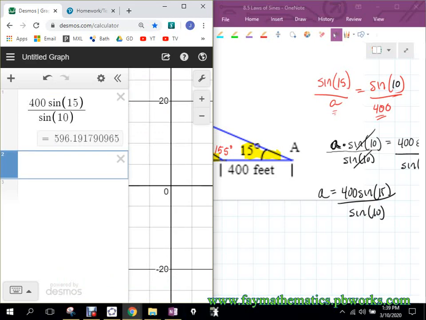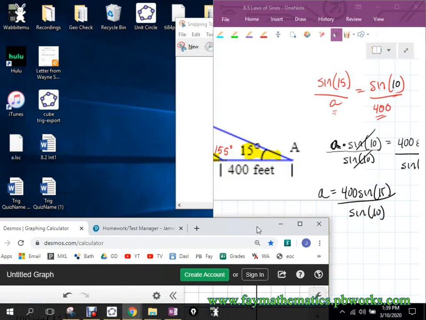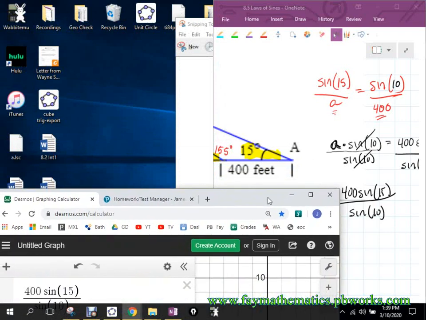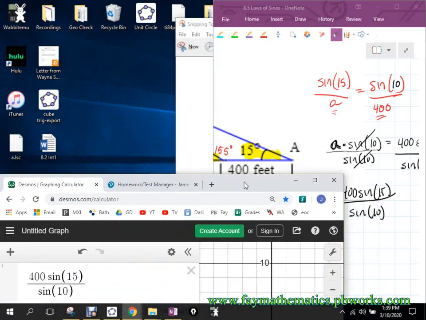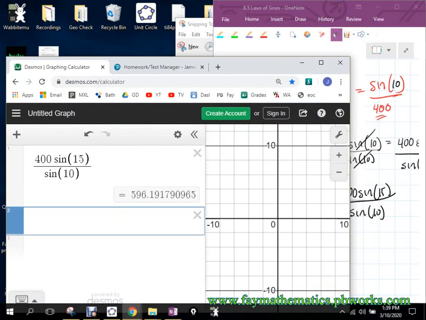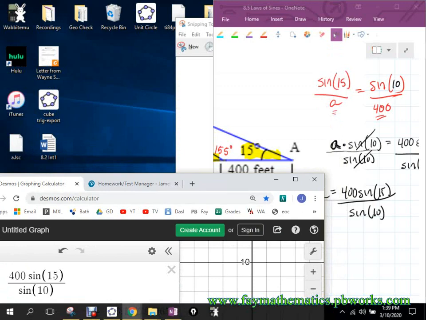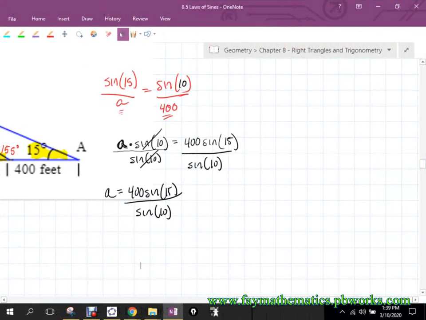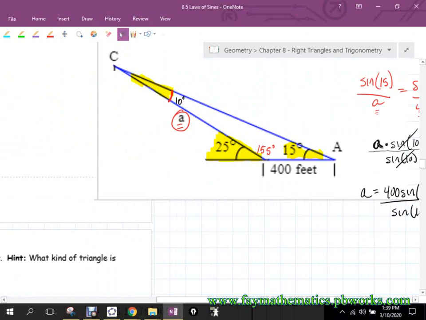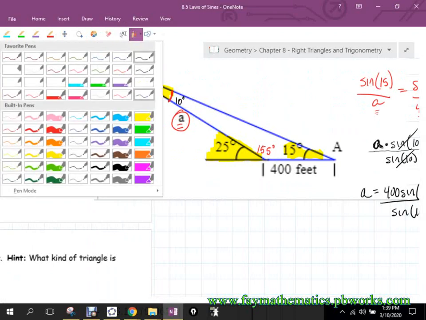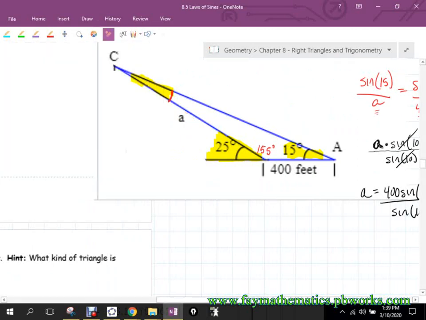And I always want to check that distance. Does that distance make sense in comparison to the 400 that I started with? If this number was like 4, and I got an answer of 596, I can probably guarantee I've done something wrong. But those are in the same ballpark. Those are close results. So now we have A to be that 596 number. It's terrible rounding, but I'm going to round it right now for this problem to 596, because we're not done yet, right?